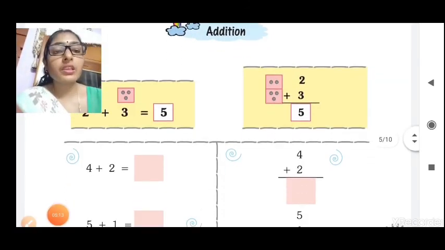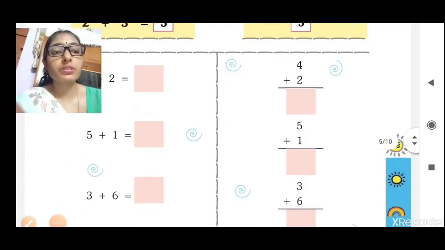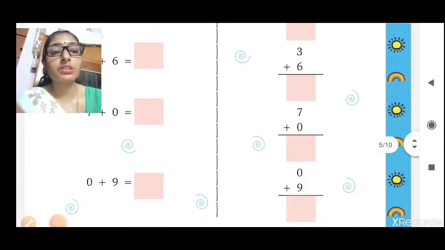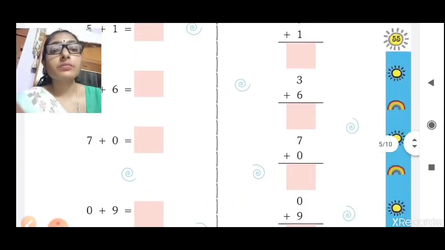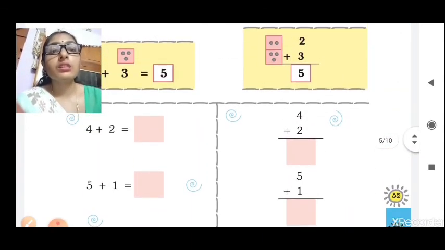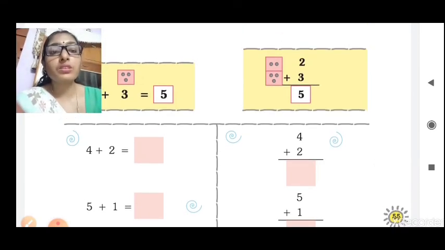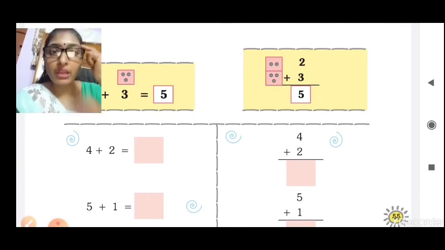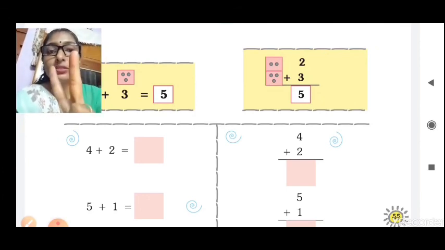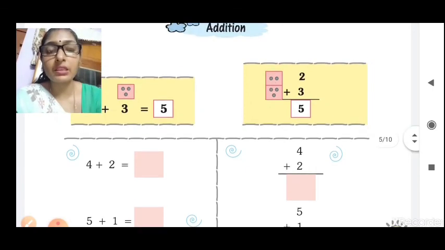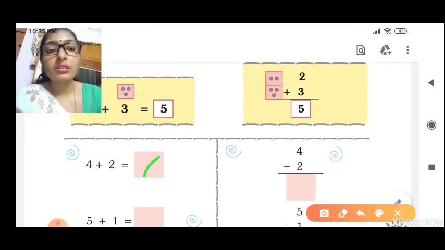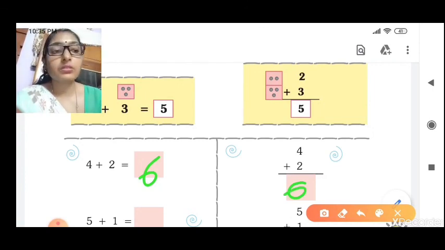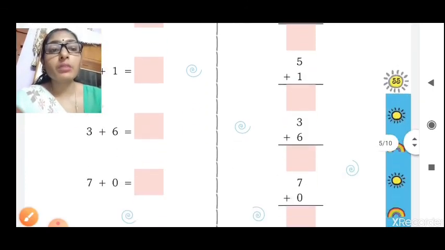So here some additions are given. You should finish this one. Now see 4 plus 2. 4 in the mind, 2 on the finger. After 4: 5, 6. So you can write here 6. Okay, very good.